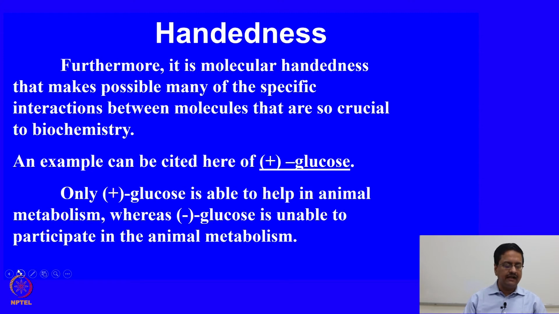It is the molecular handedness that makes possible many of the specific interactions between molecules that are very crucial in biochemistry. Some of the handed molecules are biologically active, and some opposite-handedness molecules are biologically inactive, or not as active as the other one. For example, plus glucose can be cited here. Only plus glucose is able to help in animal metabolism, whereas minus glucose is unable to participate in the animal metabolism process.